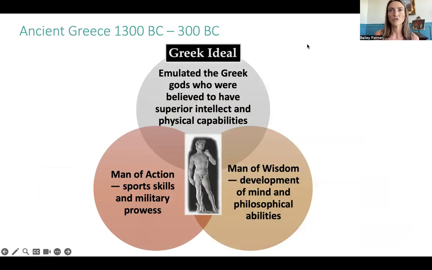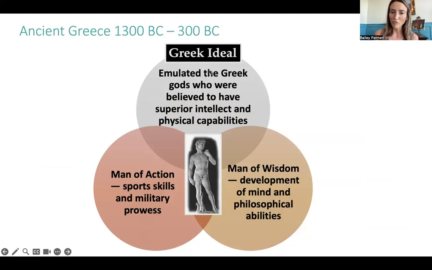There's lots of different Greek gods, and they all have some sort of purpose or something that they are tied to. They are believed to have superior intellect and physical capabilities. And so the Greeks wanted to emulate this, and they created something called the man of action and the man of wisdom.